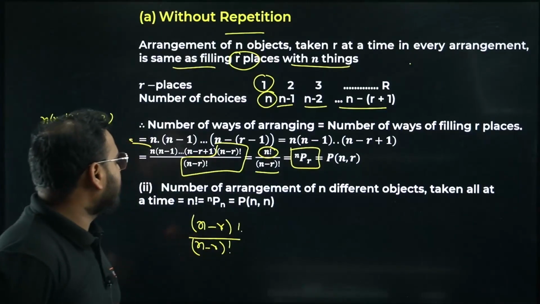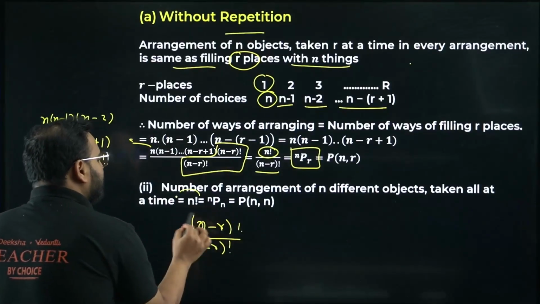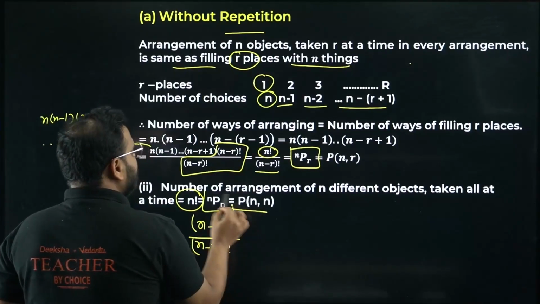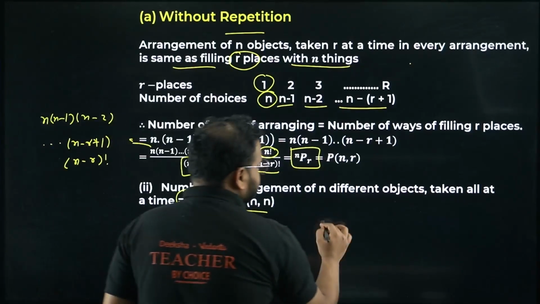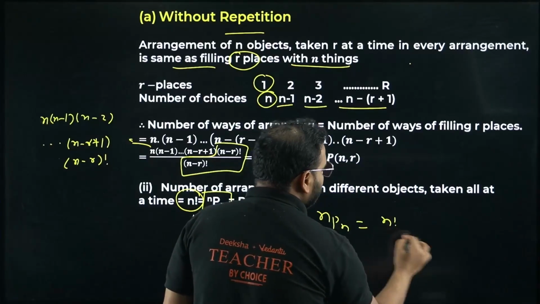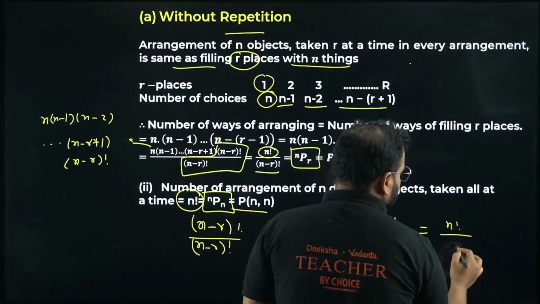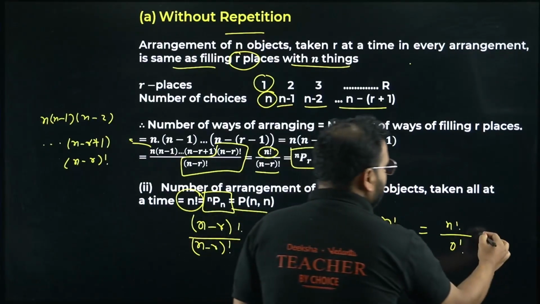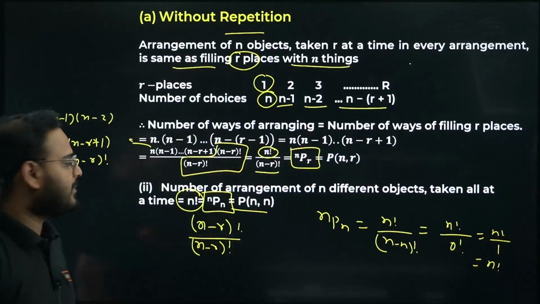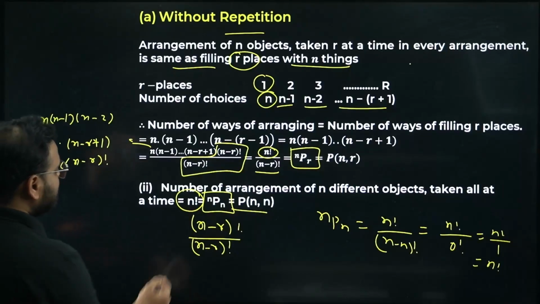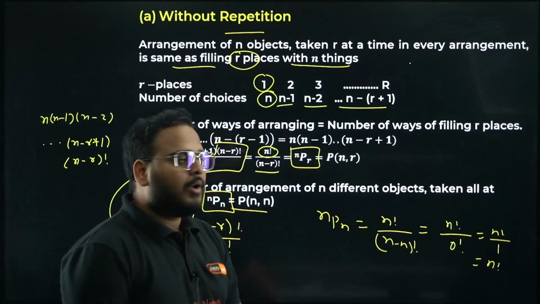So the number of arrangements of n different objects taken all at a time will be simply n factorial. The answer will be nPn. How come, sir? Can you see this? nPn will become n factorial upon n minus n factorial, right? And I get this as n factorial upon 0 factorial. How much was this? Remember, 1, right? So I'll get n factorial upon 1. What is the answer? Simply n factorial. So this is for this part. We have multiplied both numerator and denominator by n minus r factorial. Clear? Let's move on now.